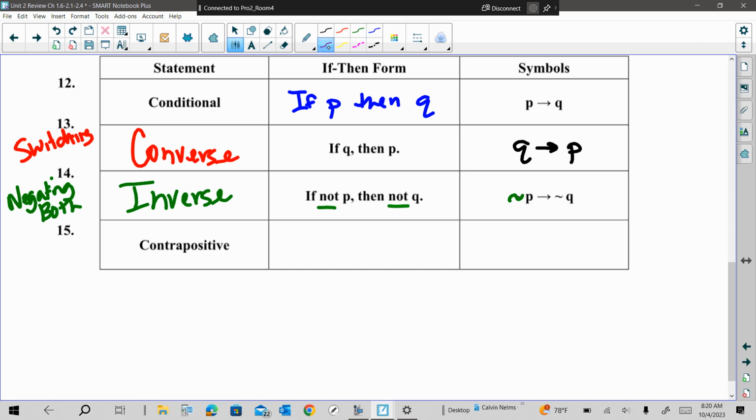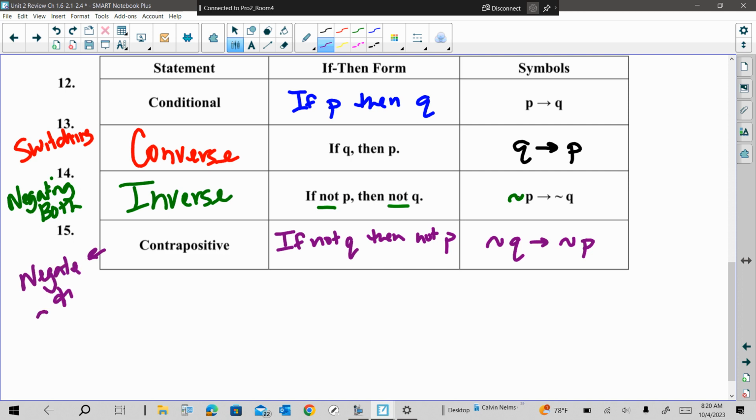So we're going to now negate and switch. So I already have not Q implies not P. So if not Q, then not P. So just remember, for contrapositive, negate and switch. So just make sure you have these memorized, because most of the questions for these, because it's vocab, will be multiple choice. So you either know it or you don't. You can't get partial credit on that.